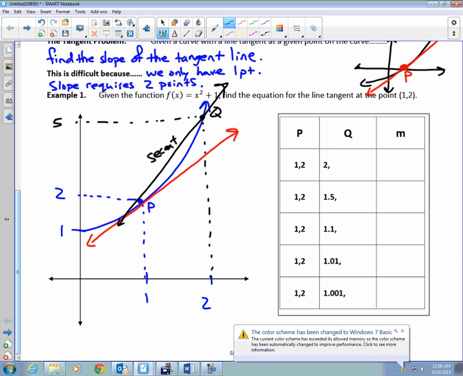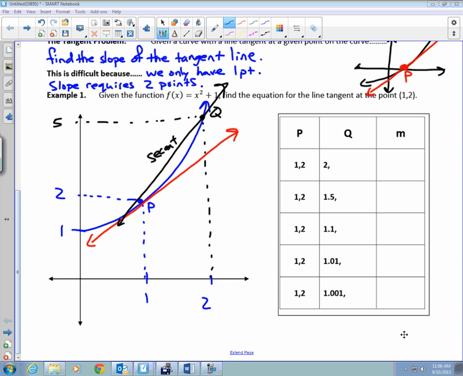Wow. What, the color scheme has been changed? Thank you. All right, great.